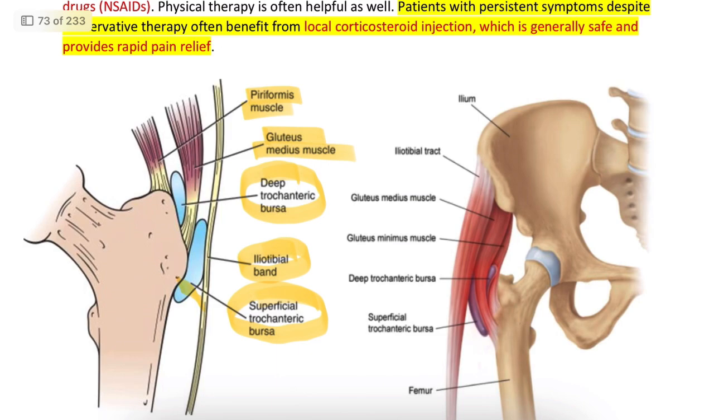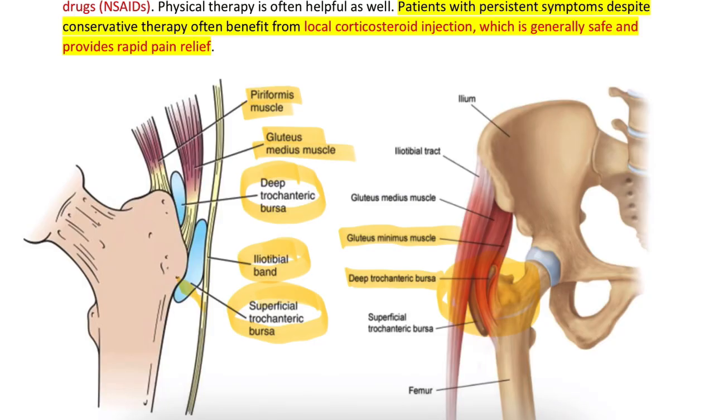You can see here the deep trochanteric bursa is inflamed, that's why it's red in color, and this is the gluteus minimus and this the gluteus medius. Between both you can see the deep trochanteric bursa. With overuse movement, that bursa will get friction and it will lead to inflammation. That's why we call it greater trochanteric pain syndrome, or bursitis.